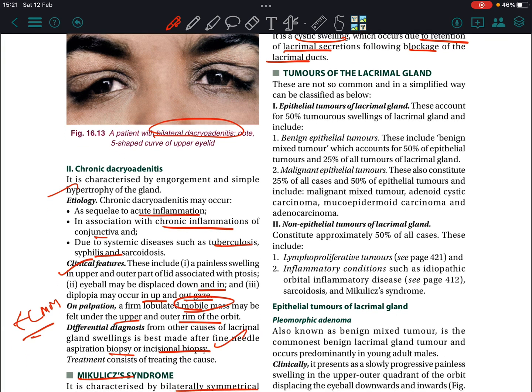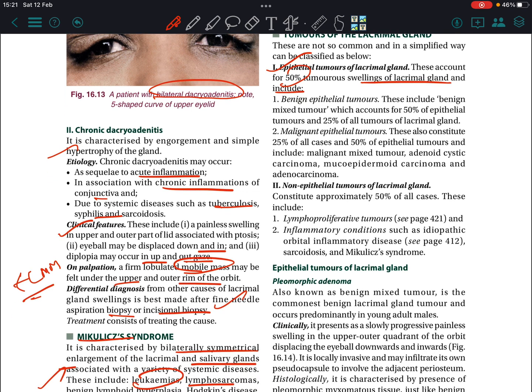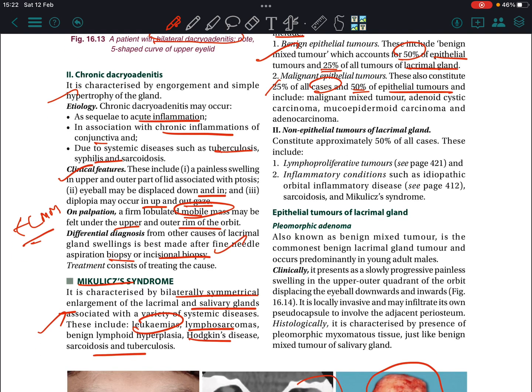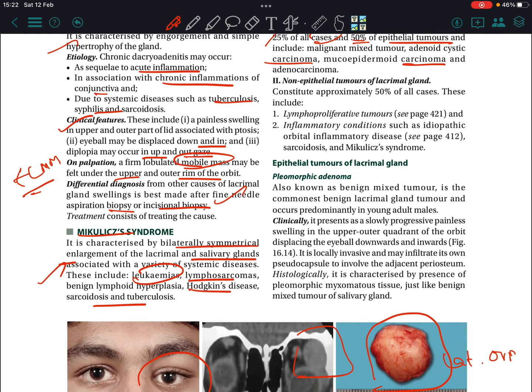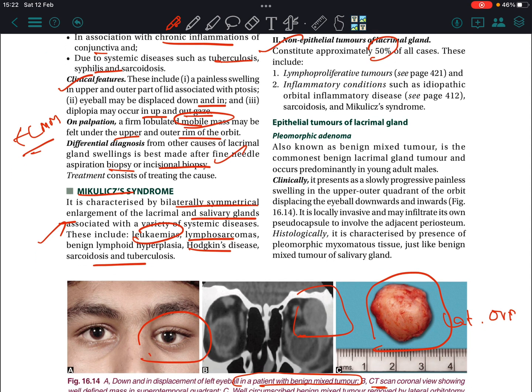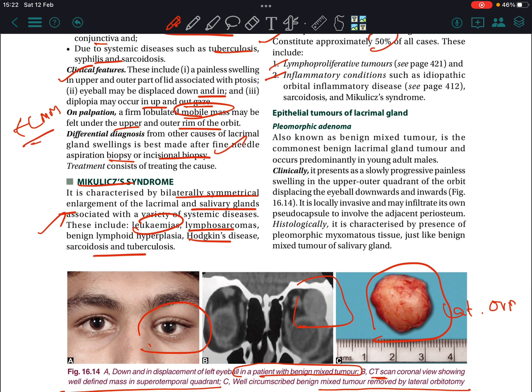Tumors of the lacrimal gland: epithelial tumors account for 50% of tumor swellings of the lacrimal gland and include benign epithelial tumors. These include benign mixed tumor, which accounts for 50% of epithelial tumors and 25% of all tumors of the lacrimal gland. Malignant epithelial tumors also constitute 25% of all cases, 50% of epithelial tumors. They include malignant mixed tumor, adenoid cystic carcinoma, and mucoepidermoid carcinoma. Non-epithelial tumors of the lacrimal gland constitute approximately 50% of all cases: lymphoproliferative tumors and inflammatory conditions such as idiopathic orbital inflammation and Mikulicz syndrome.